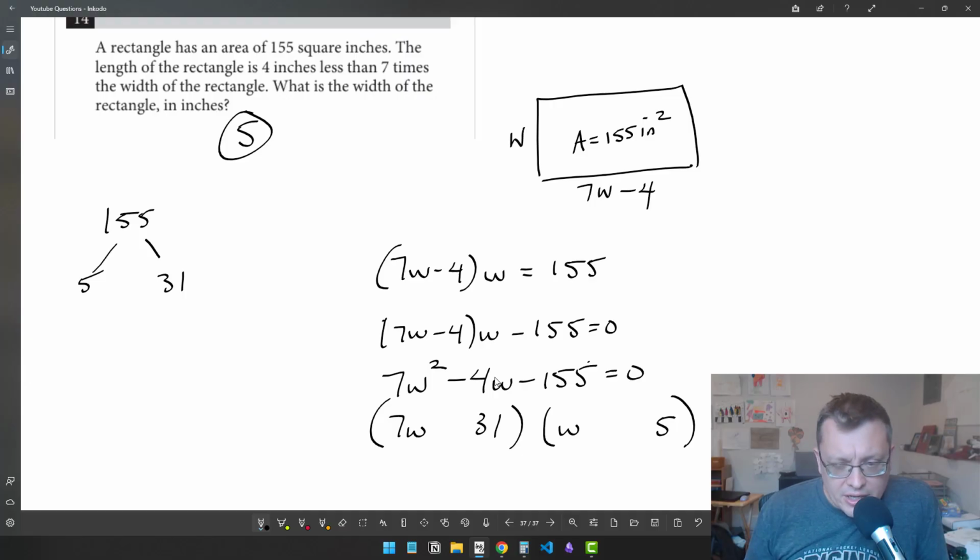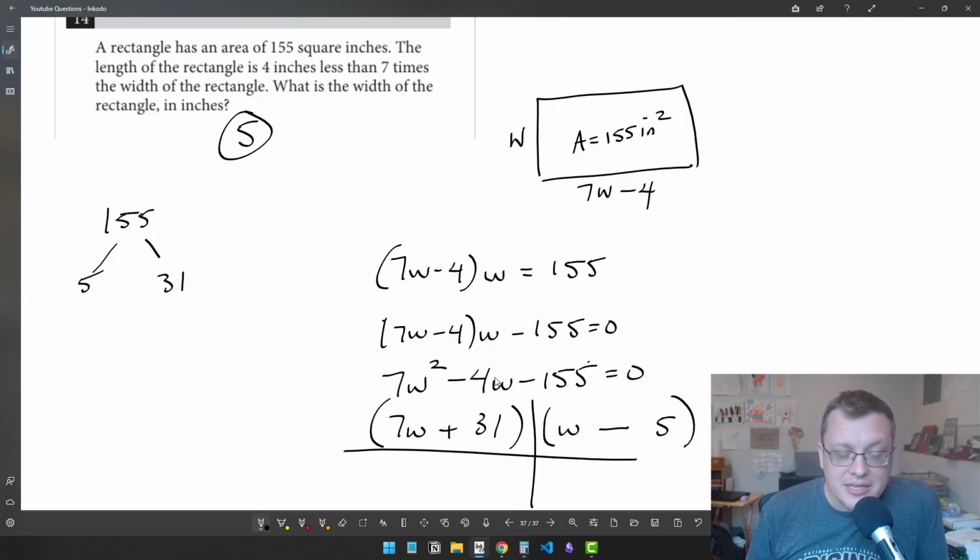And then if I quickly FOIL this out, 7w times 5 is 35w. 31 times w is 31w. If I add them the right way, we'll get minus 4w. So let's make this minus and this plus. And I think we're okay, because then just doing a quick refoil, 7w squared plus 31w minus 35w gets us minus 4w. And then 31 times minus 5 is minus 155. Okay, so we're good here.